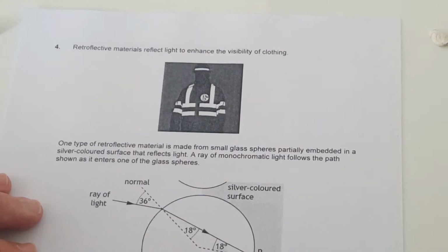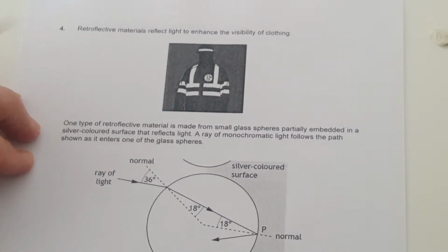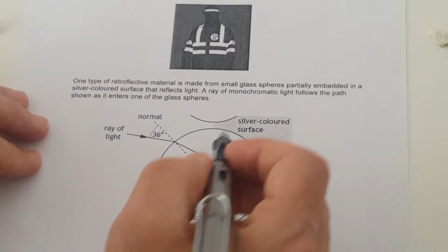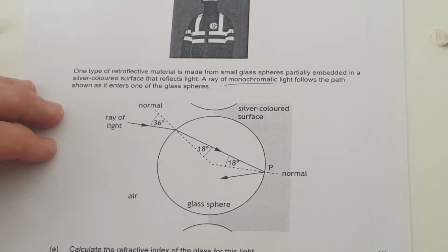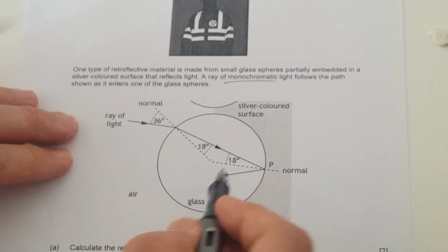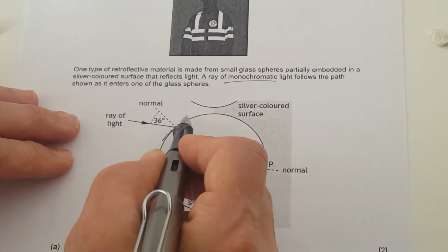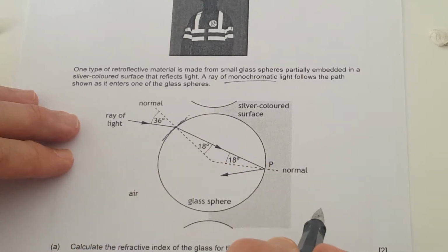Question 4 talks about the visibility of clothing, and it's going to look like some refraction that we're talking about here. So it gives us a little background, a little context. Monochromatic light, not all that important in this particular case unless we want to talk about rainbows. So we have our light coming in, measured from the normal at 36 degrees. Angle of refraction is going to be 18 degrees.